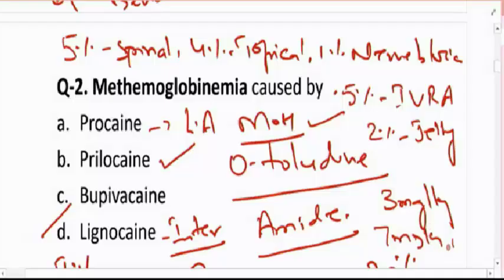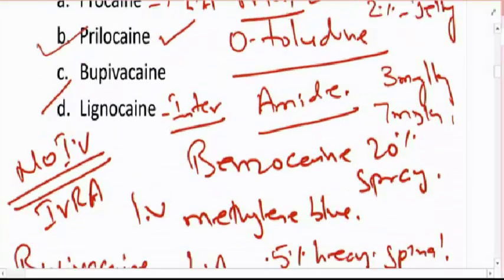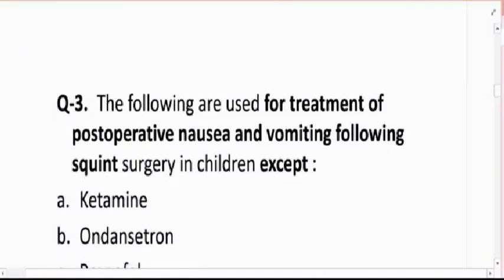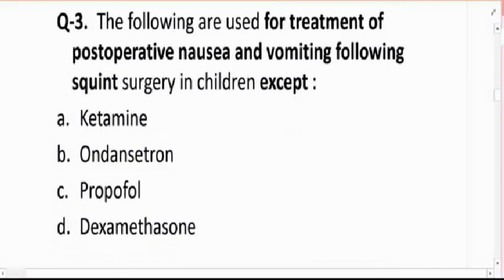So, answer to question number 2 is prilocaine. The other agent which can cause it is benzocaine. Now, question number 3. The following are used for treatment of post-operative nausea and vomiting following squint surgery in children except: ketamine, ondansetron, propofol, dexamethasone.